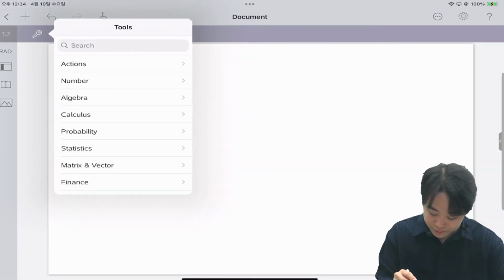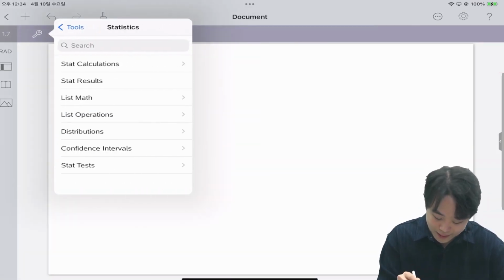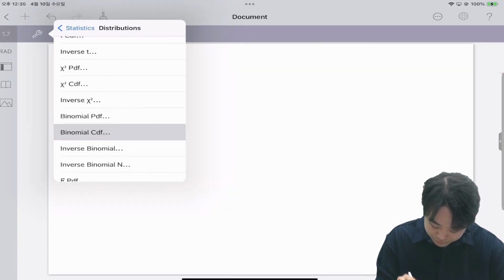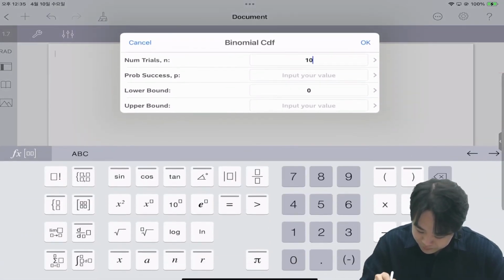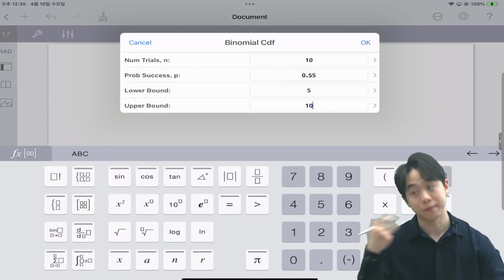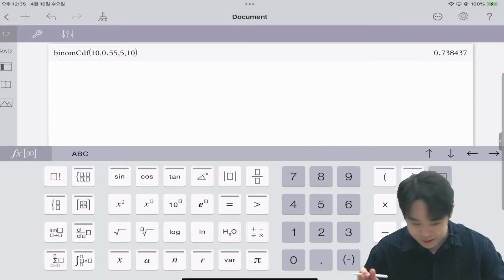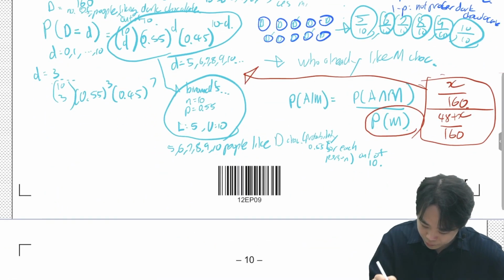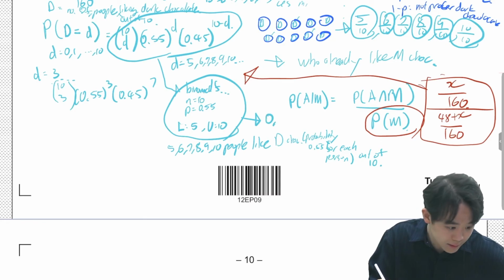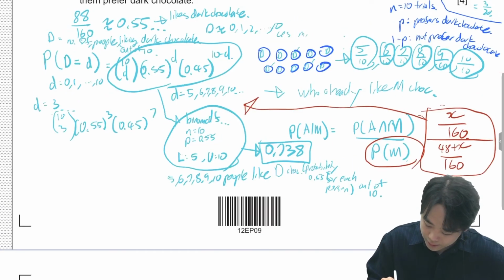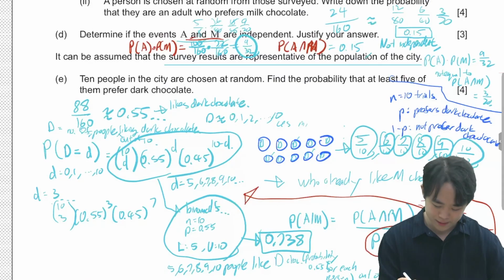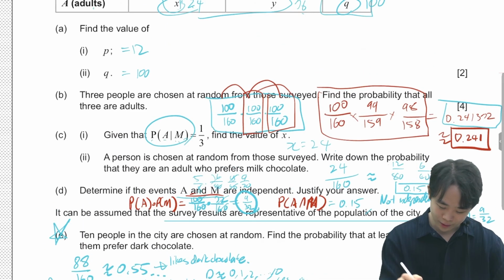Right, so as I said earlier, we're going to use binomial CDF. So you go to Stats, Distributions, binomial CDF. So we have 10 trials. The success probability is 0.55. The lower bound is 5. Upper bound is 10. So the calculator automatically finds that out of 10 people, 5 or more will like dark chocolate. So that's 0.738437. We can just write that as 0.738.